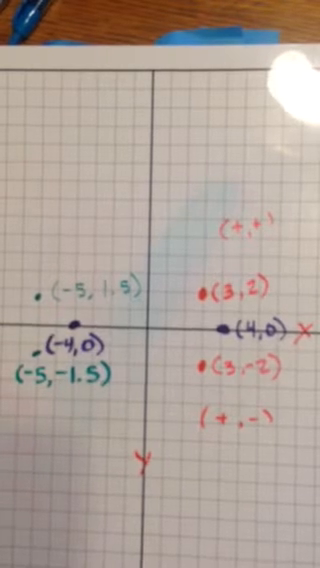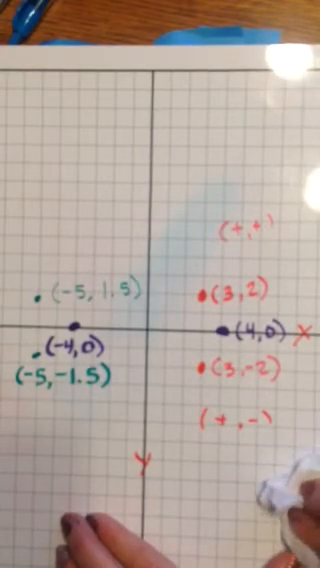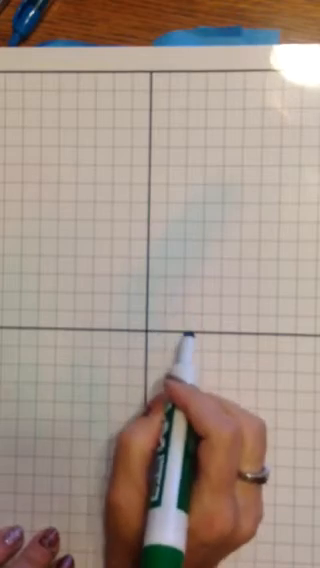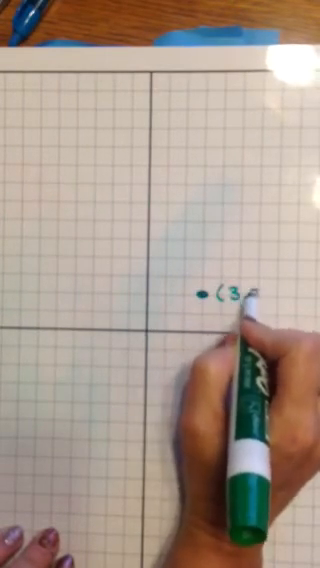All right. Now we'll go on to the next chart. If you don't have all these, please write that down. Pause the video. All right, the next one we're going to do double reflection. So we're going to start with 3, 2. So I'm going to go over 1, 2, 3, up 2. That's my starting point, 3, 2.